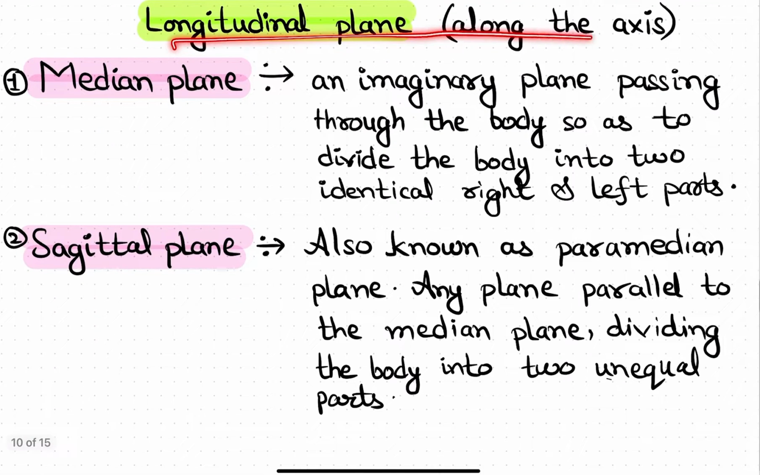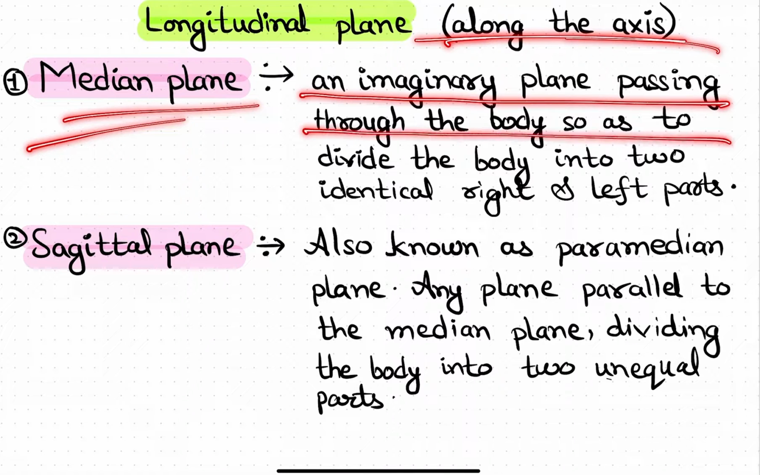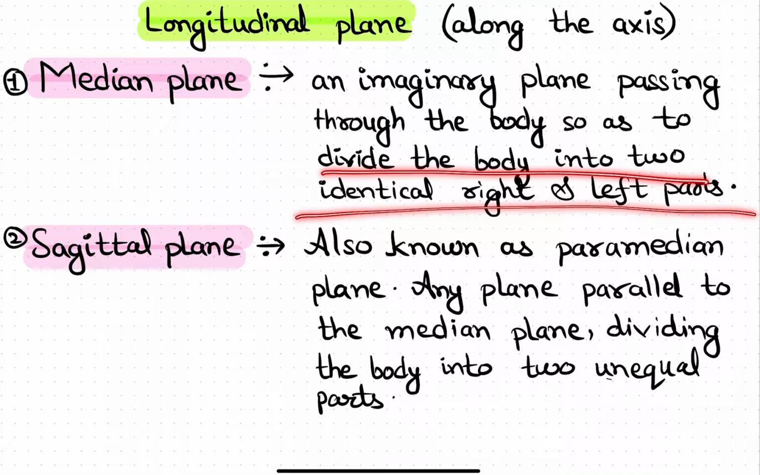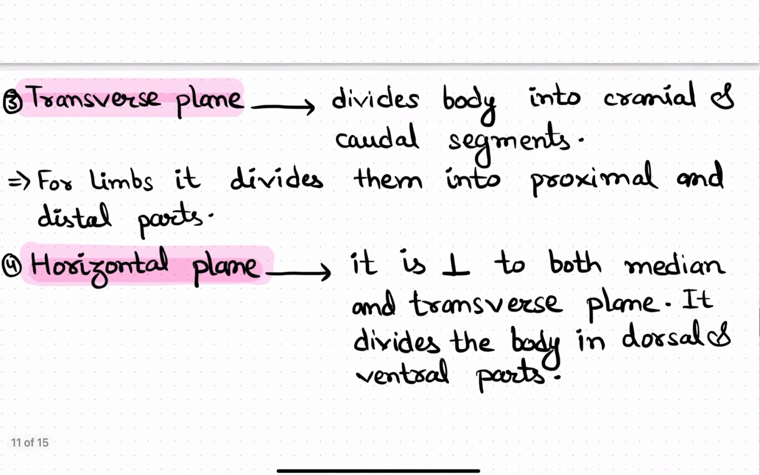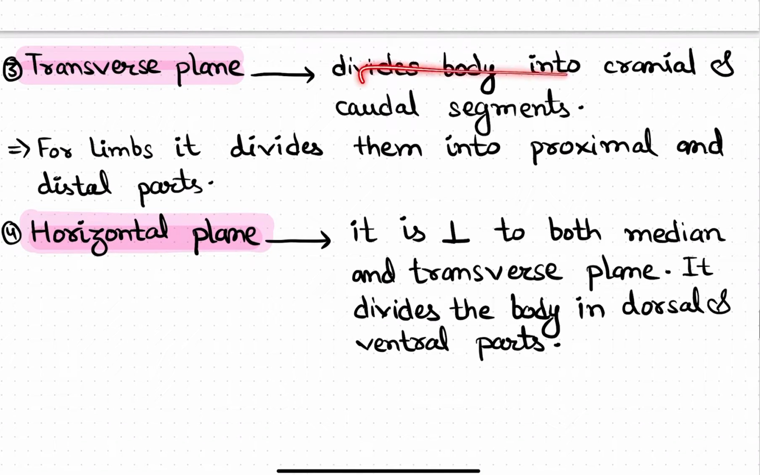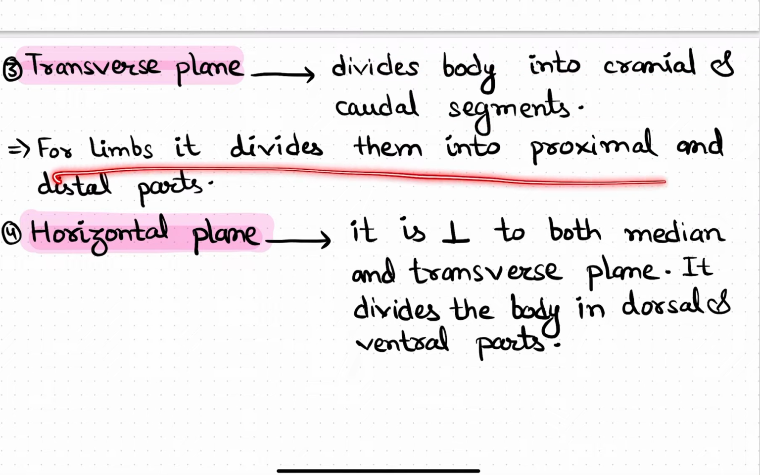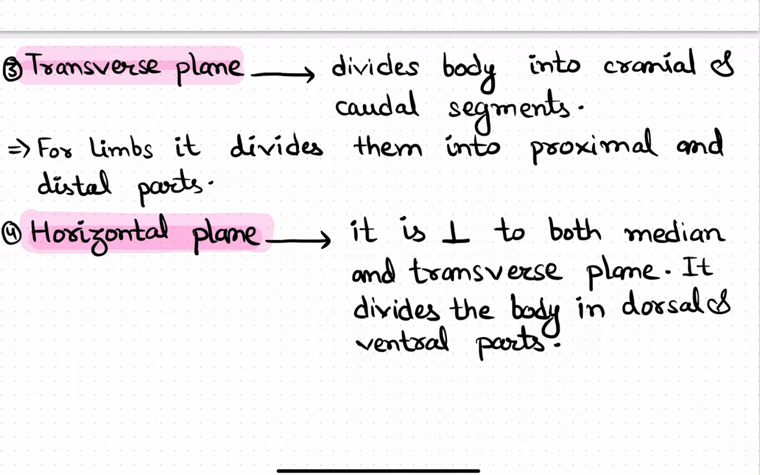Now these were some longitudinal planes which I discussed in the diagram of a dog. Longitudinal planes are planes along the axis. We have the median plane, an imaginary plane passing through the body so as to divide it into two identical right and left parts. The sagittal plane, what we studied, is also known as the paramedian plane; it is any plane parallel to the median plane dividing the body into two unequal parts. Then we have the transverse plane, which divides the body into cranial and caudal segments. For limbs it divides them into proximal and distal parts. How? You can easily see from the diagram.